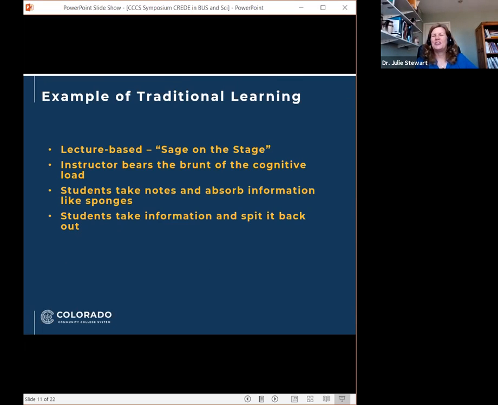So what I'd like you to do is just put a phrase or a word in the chat box when you think about traditional learning in higher education. What are some of the words or the emotions that come to mind when you think of traditional learning in higher education?